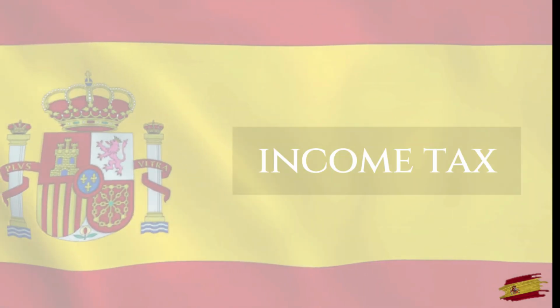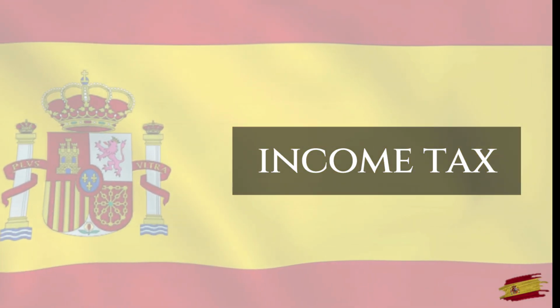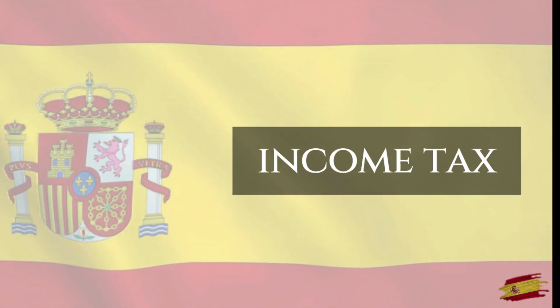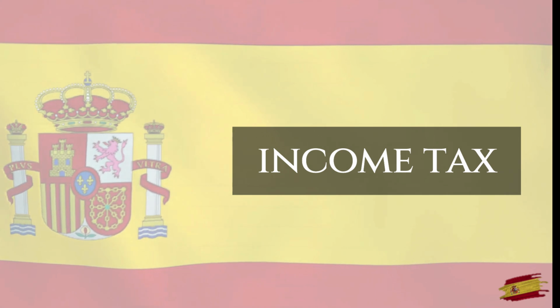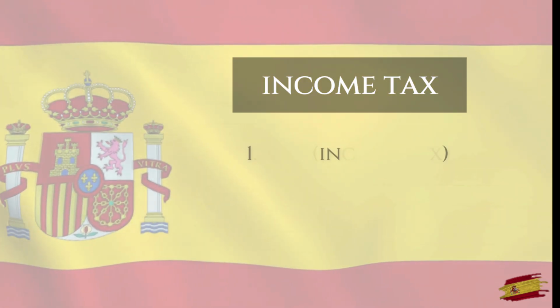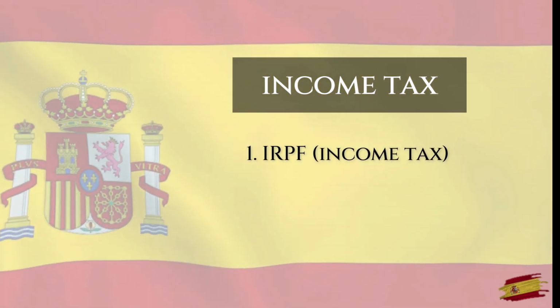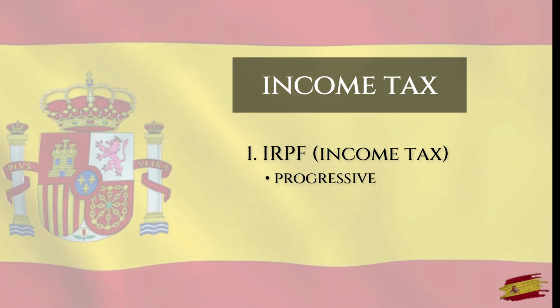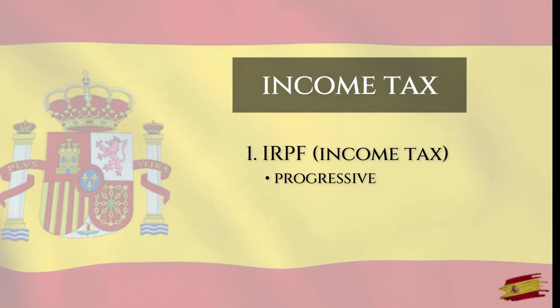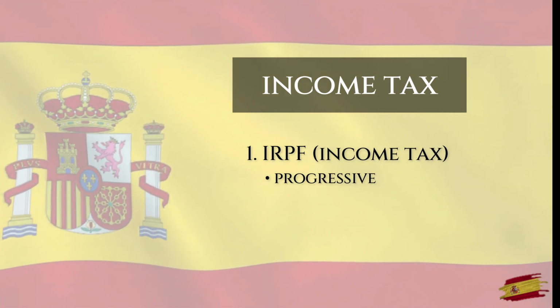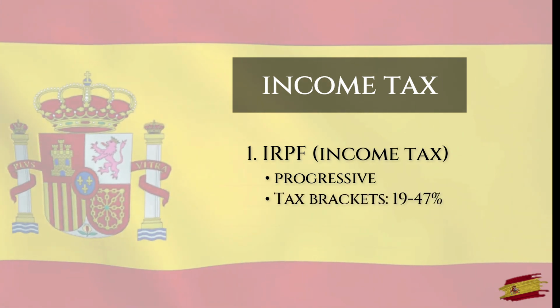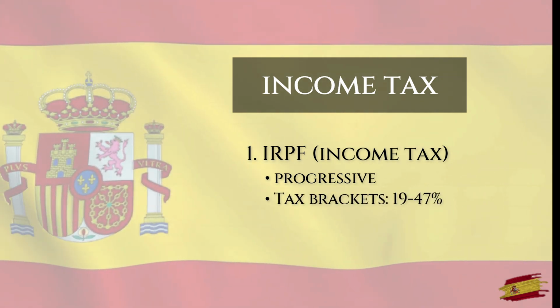Next up, we need to touch on income tax, as this is something that affects almost everybody. Now, the thing about Spanish tax on income is that we can divide it into two groups. First of all, we have the regular income tax, also known as the IRPF in Spain, and this is a progressive tax. That means that once you exceed a certain income level, the money you make from then on will fall in a higher tax bracket. The income tax starts from 19% and goes all the way to 47%.